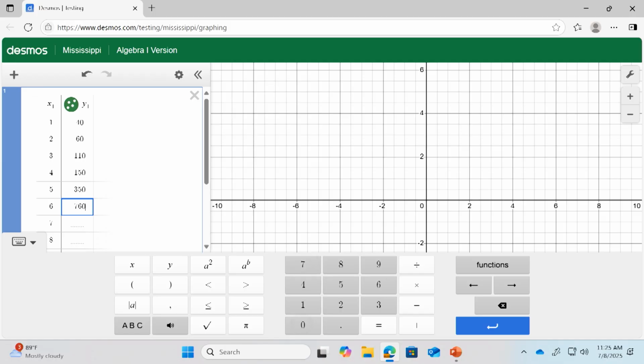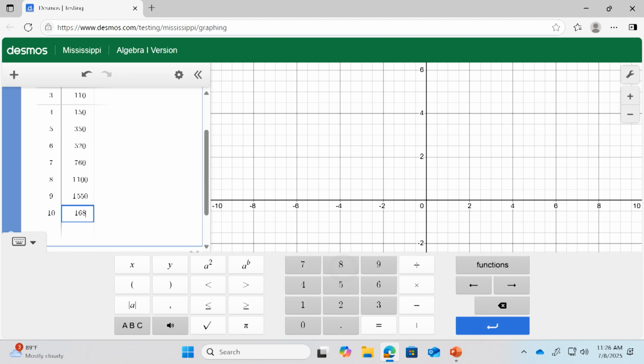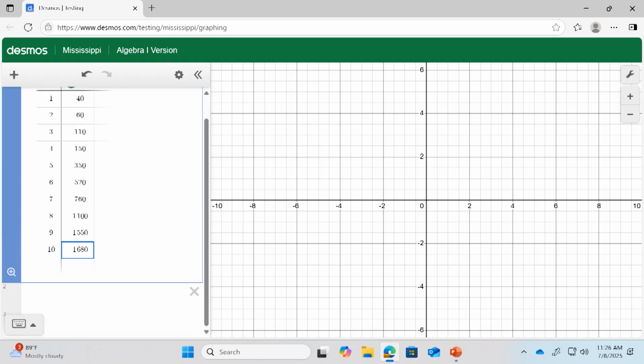Sixth, 760. Our seventh, we had, I missed one, sorry. What we did is we missed our 6th month, which is 520. There we go. Our 7th month is 760. Our 8th month is 1100. 9th month is 1550. And our 10th month is 1680. So I have graphed our table.